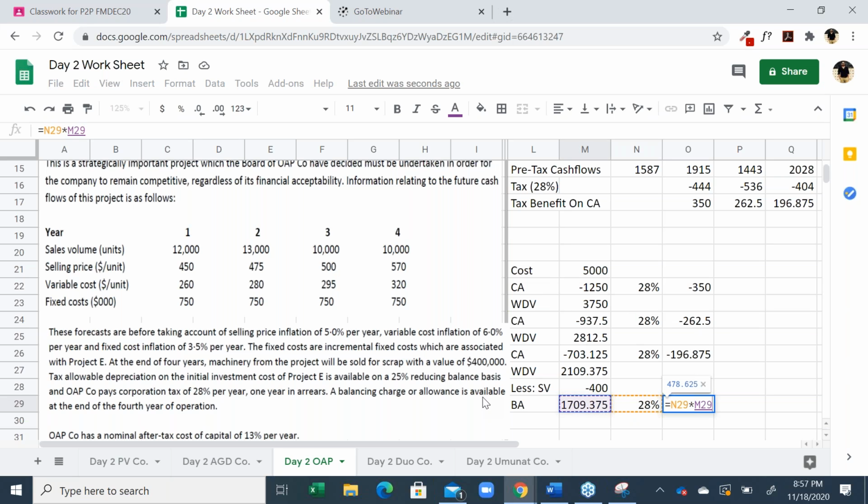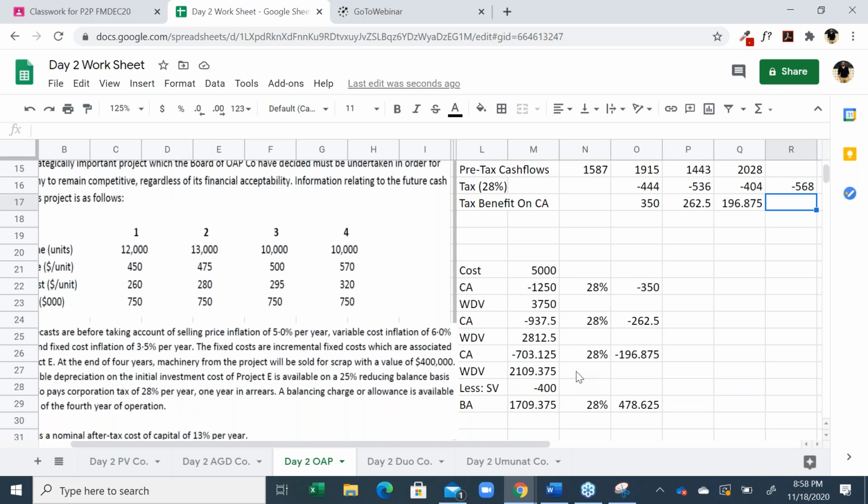If there is no scrap value, definitely we should not be subtracting anything. And this last year WDV will be considered as balancing allowance. So it's 478.625. That's the last year tax benefit. But I'm not using this method. But I'll show you how I can still continue with my shortcut. Just look at this shortcut. I may not repeat it. So I want you people to watch it and understand it. I will do it very slowly, but I need your concentration.